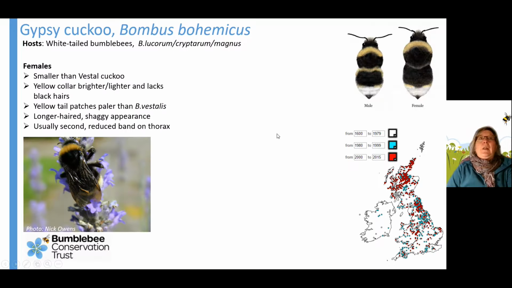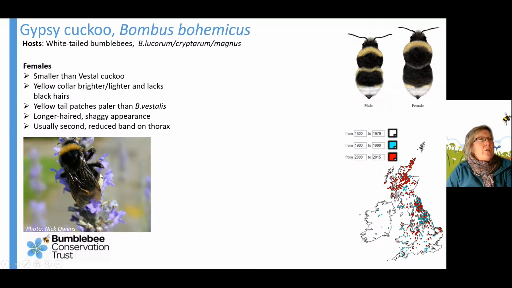So superficially similar to vestalis, with the yellow collar, which is brighter in bohemicus and never has black hairs through the yellow, so it always appears brighter. It is fluffier, not so neat in appearance, and on average slightly smaller as well. So it's a finer species, if you like. It's not quite so bulky. The females do have the yellow patches on the tail, but they are paler. They don't stand out as much.